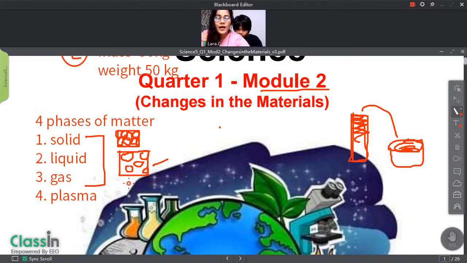Okay? Now, ang gas, the particles are very lagyo, very loose. That is why kung nangutot imong classmate, imo madung masimutan sa tibuok. Because it's very loose. The particles are very loose. Di pare sa solid, nga very compacted.